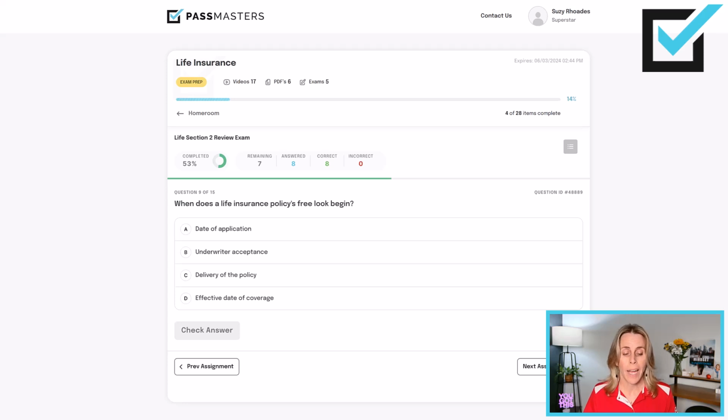When does a life insurance policy's free look begin? Date of application, underwriter acceptance, delivery of the policy, or effective date of coverage? The free look is a period of time where the insured can return the policy, no questions asked, and get all of their money back. It does begin at the delivery of the policy. How long the free look must be varies by state and type of policy.